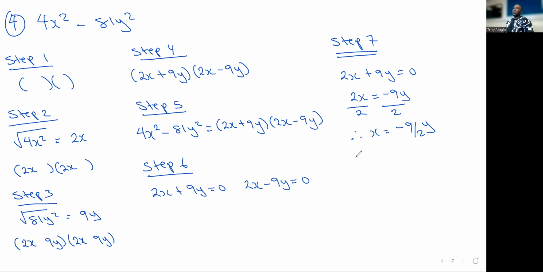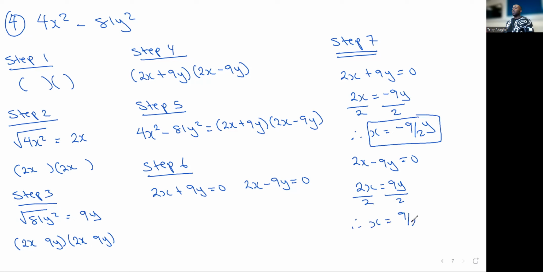Okay? Then you also have 2x minus 9y is equal to 0. So you take 9y to the other side. So it's going to be 2x is equal to 9y. Divide by 2. So x is going to be 9 over 2y. So that means we can now get the answer for this.